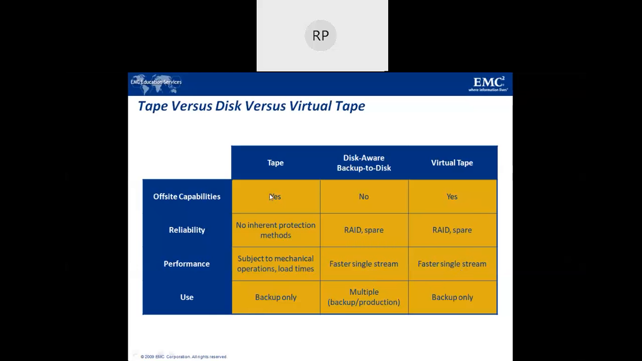Tape is used for backup only, and disk can be used for both. You can use the disk for backup and also for storing the production data. Whereas the virtual tape library can only be used for storing the backup data.